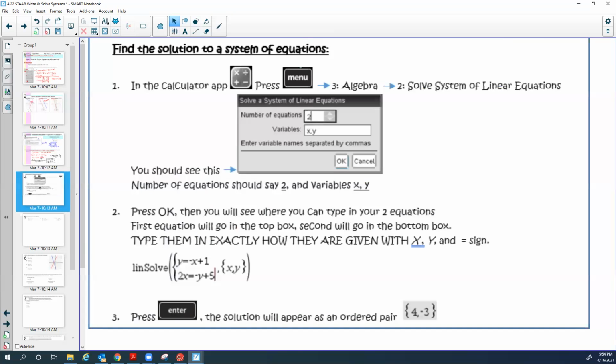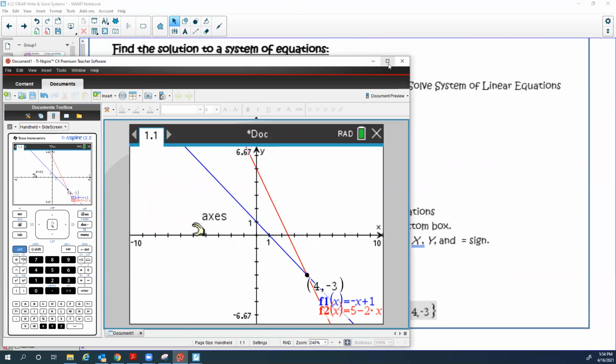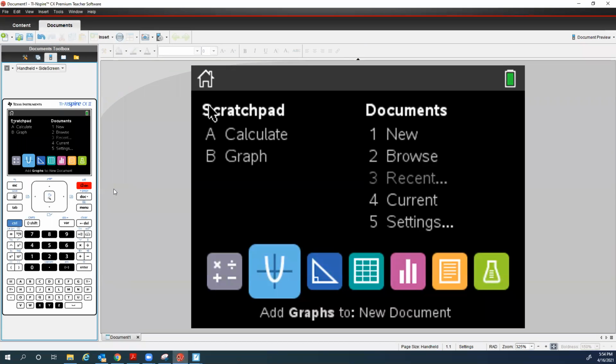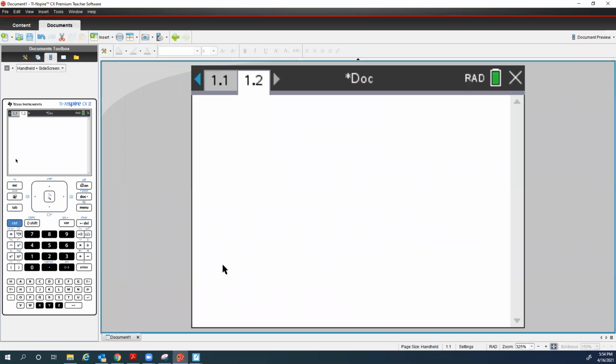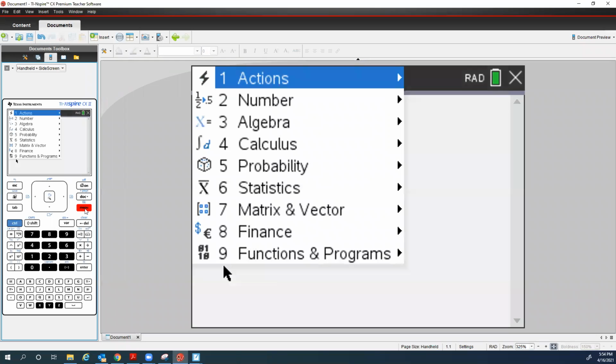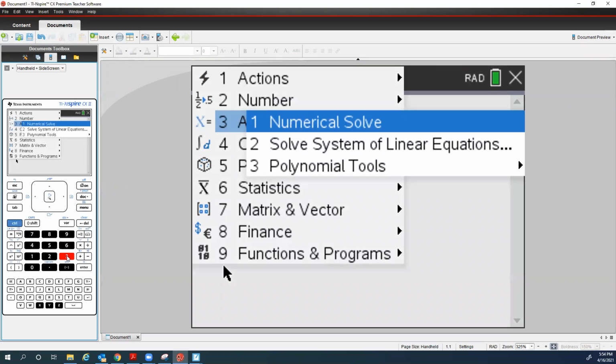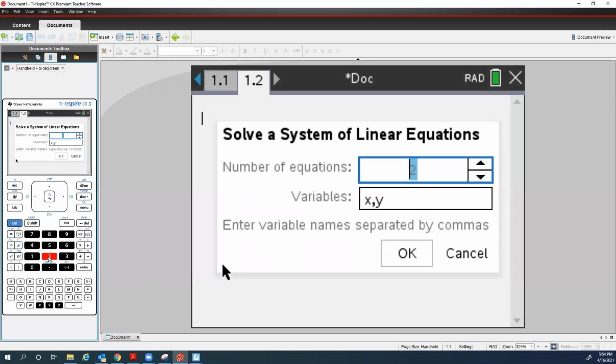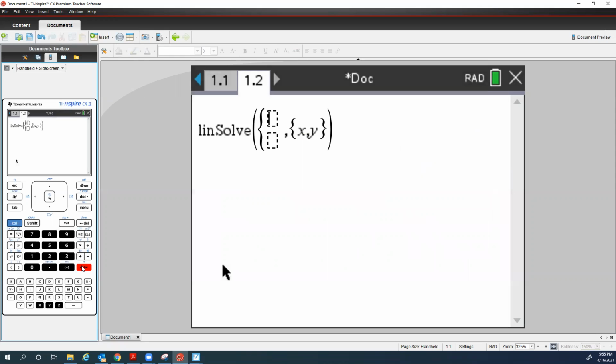All right, I'm going to go ahead and do what this is telling us in our calculator. So I'm going to bring my calculator up. The first step that it mentioned on how to find a solution to a system of equations was to go to the calculate screen. Then from there, press menu, then 3, and then 2. This will bring this little box up. Don't change anything, just press enter.